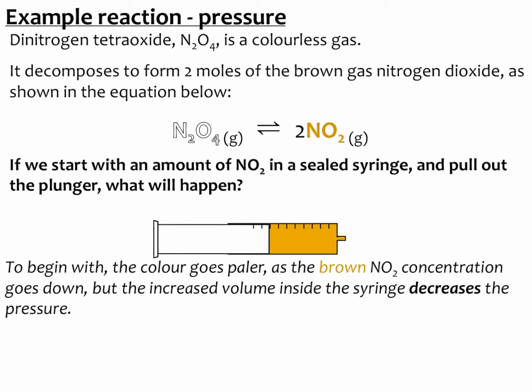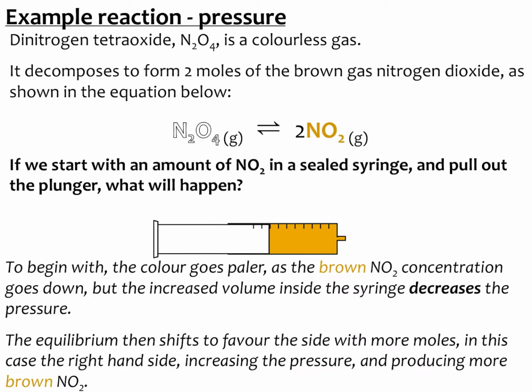As the brown NO2 concentration goes down, it has more space, a larger volume, so the concentration is decreased. However, the increased volume inside the syringe decreases the pressure. Same number of moles of gas, more space, decrease in pressure. Le Chatelier's principle tells us that if we decrease the pressure, the system will oppose that change. The equilibrium then shifts to favour the side with more moles, in this case 2 NO2 on the right hand side, increasing the pressure and producing more brown NO2. So the colour goes paler, but then goes darker as more NO2 is formed.